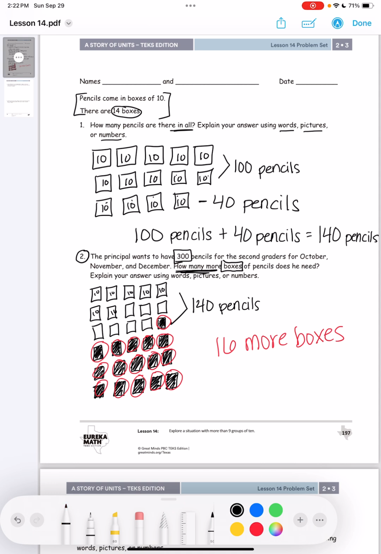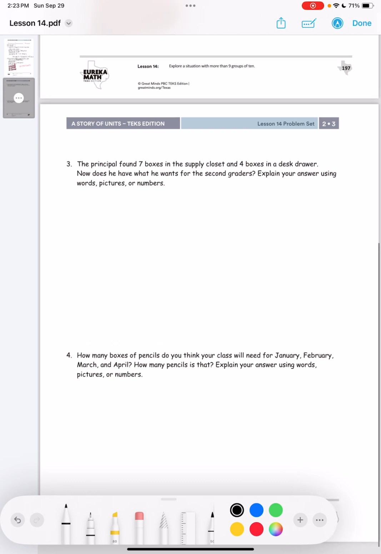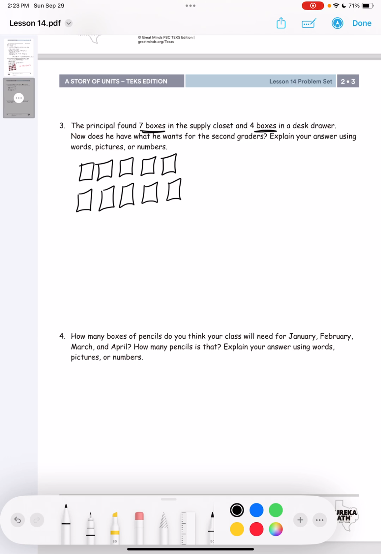The principal found 7 boxes in the supply closet and 4 boxes in a desk drawer. Now, does he have what he wants for the second graders? And then it asks us to explain our answer again. So he needed 16 more boxes. So I'm going to draw those 16 boxes that he needed. That was for number 2. So there's 5, 10, 15, 16. So he needed 16 more.